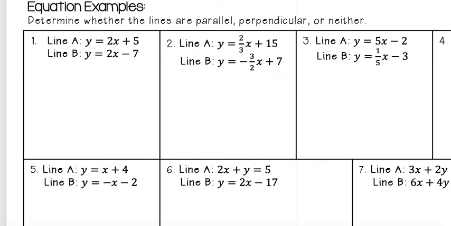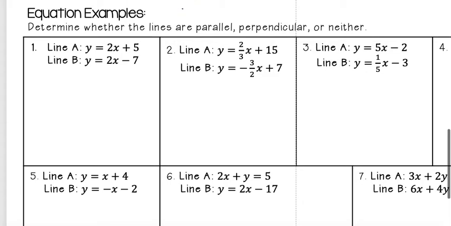So in this last video, we are going to look at equations of lines and determine whether they're parallel, perpendicular, or neither. So again, the important thing to remember here is our slope-intercept form. That means my slope is always going to be that number in front of x. Looking at that first example, I see that the slope of line A is 2. The slope of line B is also 2. So I have the same slope, and that means these two lines are parallel.